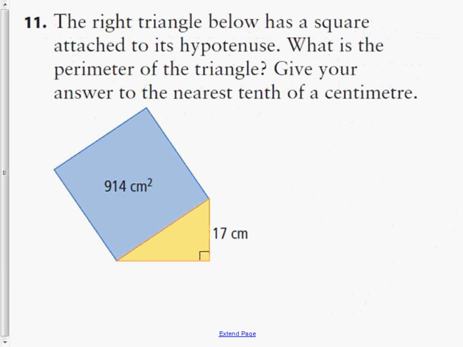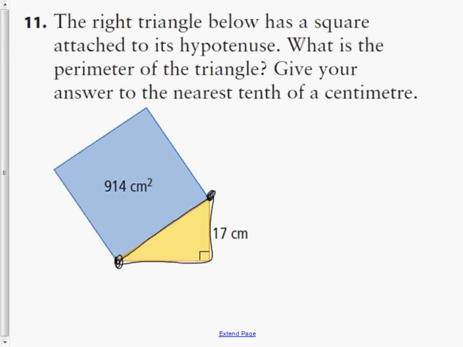Okay, the right triangle below has a square attached to it. What is the perimeter of the triangle? So this is kind of a tricky question because we have a triangle that we only really know one length of. We know 17 centimeters is one length of it. So this distance between here and here is really the hypotenuse.